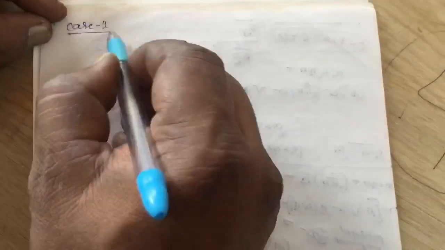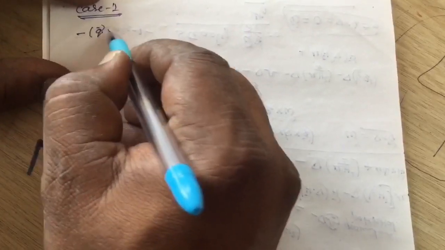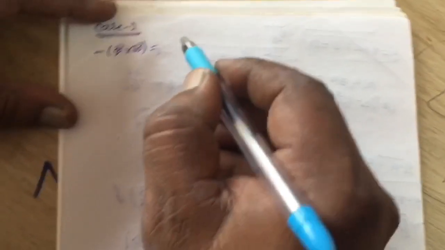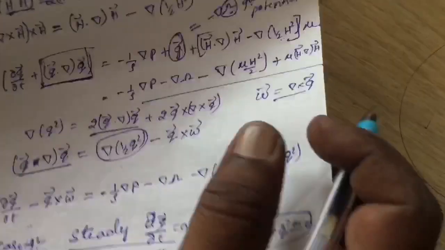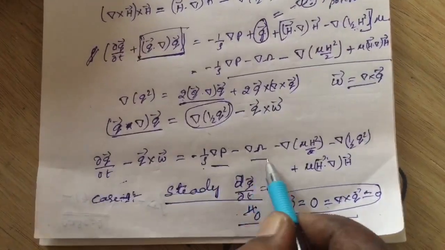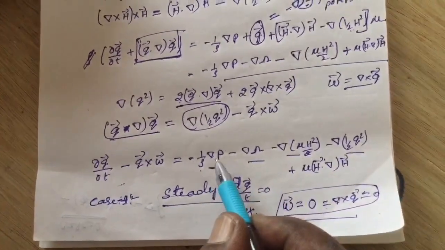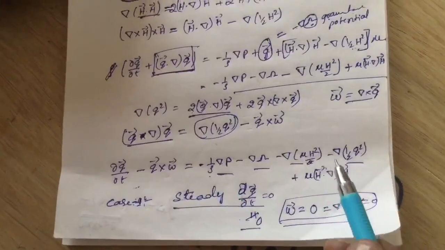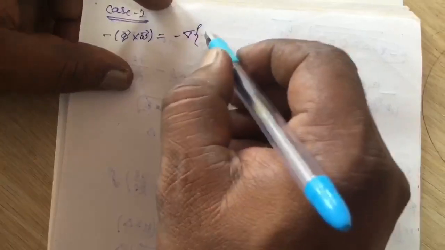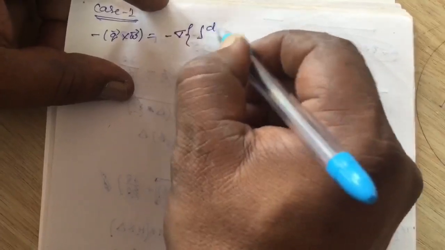Now I am going to take the steady case. For steady case, case 1. Case 1 means steady case. Steady case means del q by del t is equal to 0. For this it will become minus q cross omega, because del q by del t is equal to 0, minus gradient of, look here, gradient is common in all these four terms. That's why you can take the gradient operator outside and apply the operator wholly, right? So it will become minus gradient of integral dp by rho.